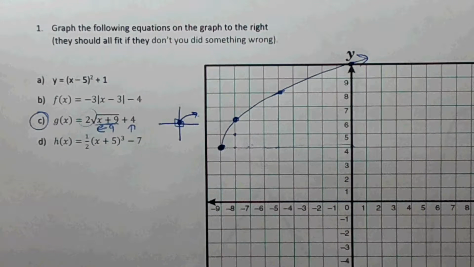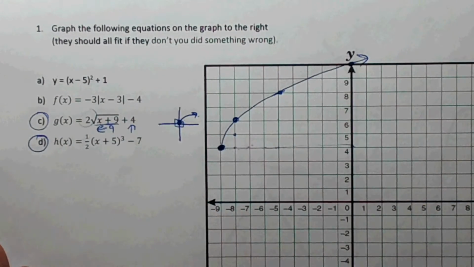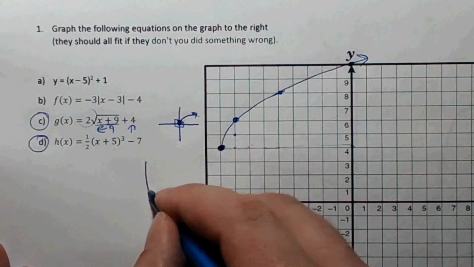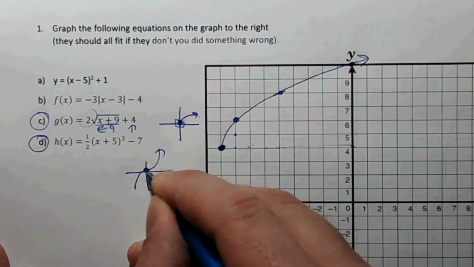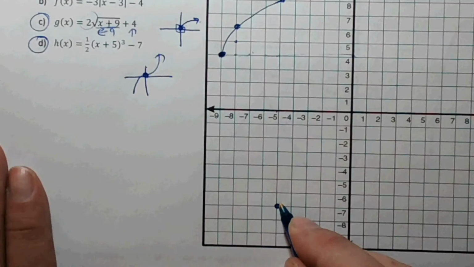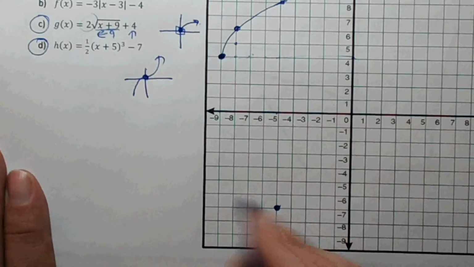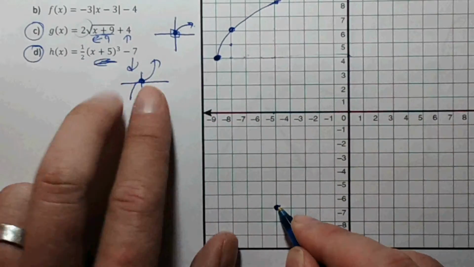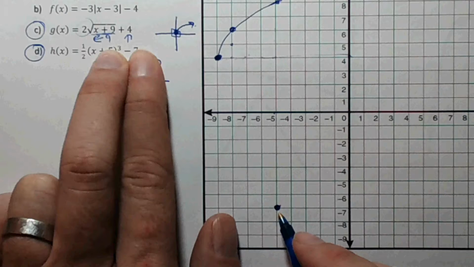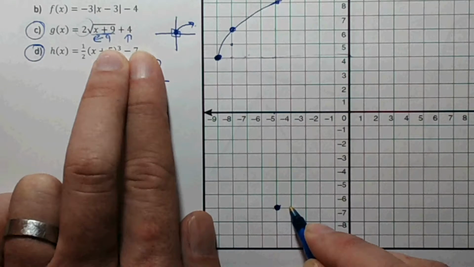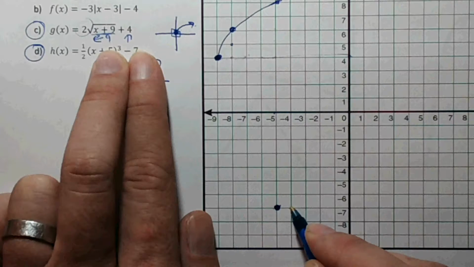I'm going to do another one of these just to make sure we're in the right place here. This is a cubic parent function. The cubic parent function looks like this. It has an inflection point at 0, 0, and that's going to be shifted 5 to the left and 7 down. So we have an inflection point down here at -5, -7. Similarly, remember the horizontal translation is backwards from what you might think. And we're going to use our trick again.